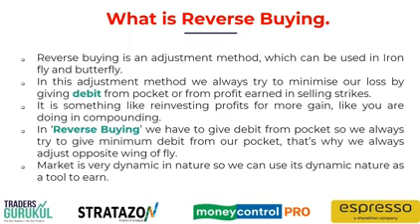In reverse buying, we have to give debit from pocket, so we always try to give minimum debit. If I have to buy some option to hedge my strategy, then I always try to give minimum debit because I have to give this debit from my own pocket. If you have to give something to someone, then you always try to give the minimum.